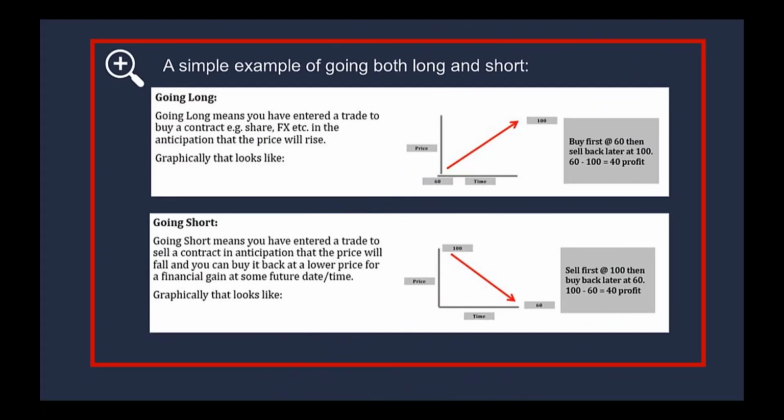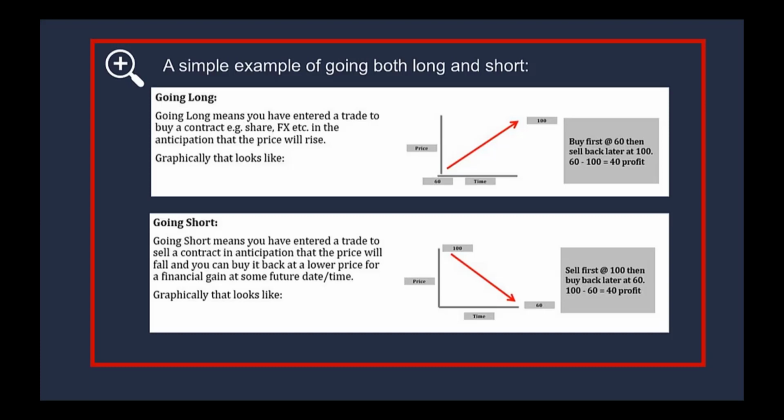So just two very quick examples of going long and short. The top one, going long: you buy at 60, your anticipation is the market's going to go up, and then as time goes on it moves up to 100 where you think it's reached its top. You close the trade and you've made 40 of profit.